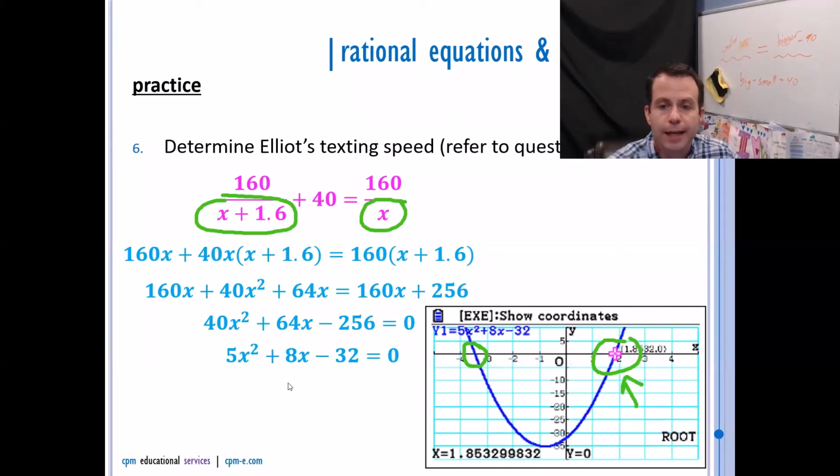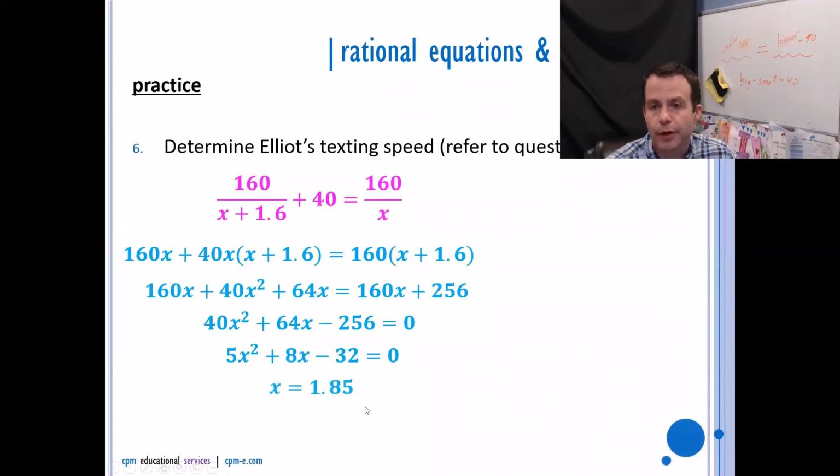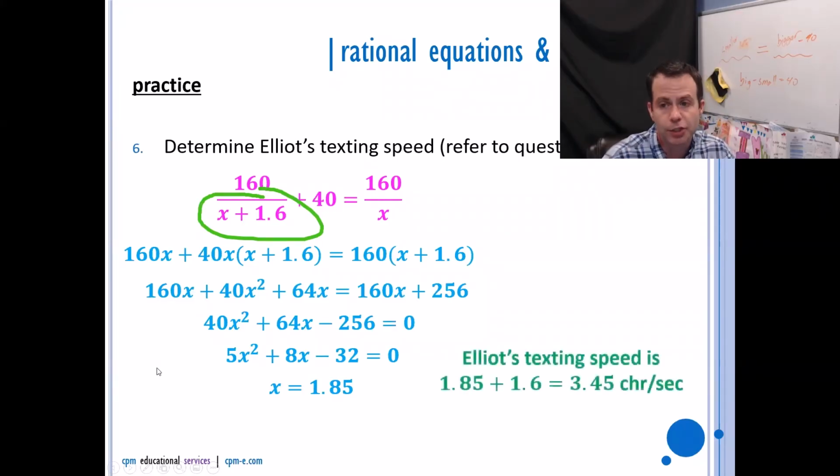All right, and so that is x is 1.85. Now, the next question you have to ask yourself is, that's x. Is that what you were asked for? You were asked for Elliot's texting speed, so you've got to go back to that chart you made and ask, what thing represented Elliot's texting speed? It wasn't the x, it was actually the x plus 1.6. So now you actually have to answer the question.